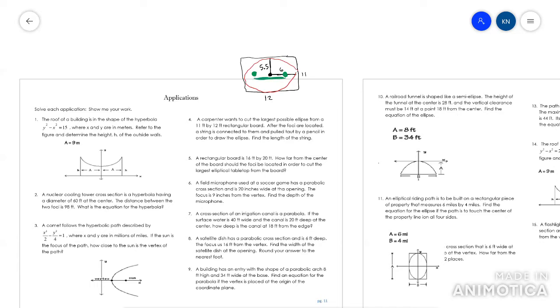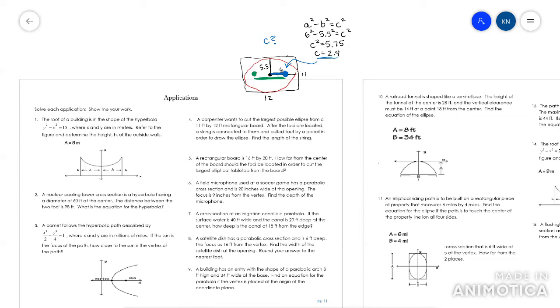So the first thing we need to do is get this blue distance, which is c. You need to go find c. The way you do it is a squared minus b squared equals c squared for an ellipse. Well, we knew a was 6. We knew b was 5.5. So we can just do this math right here, and you'll get c squared equals 5.75. So c is the root of that. It's roughly 2.4. That's this blue distance.